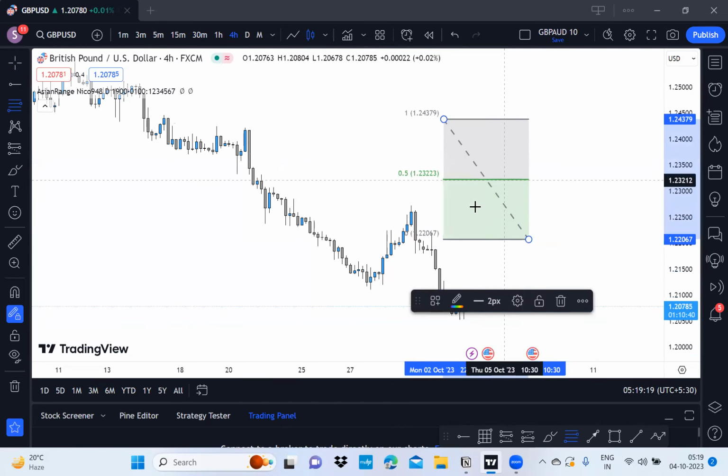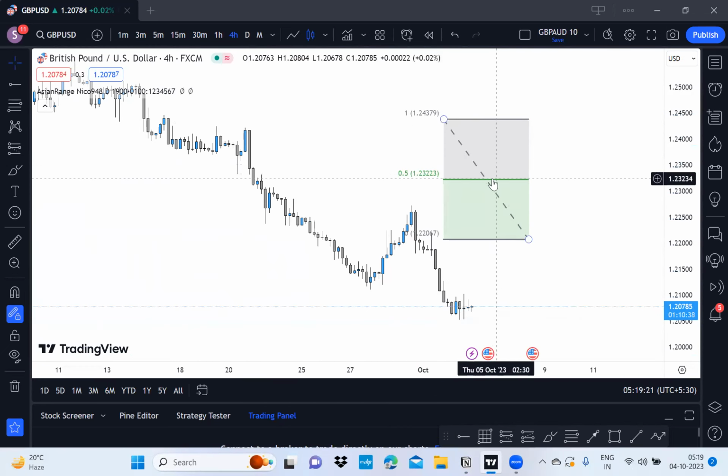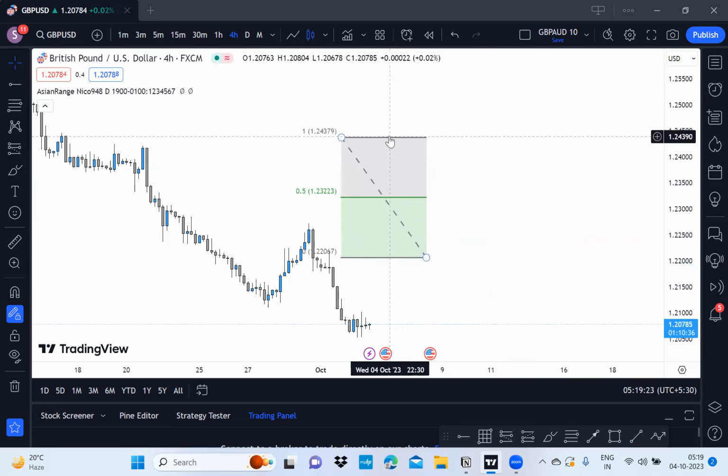Now it will look something like this. So there are three levels: 100%, or you can say zero, 0.5 and 1. So 0.5 is the 50% area. 50% means the middle area or equilibrium area.